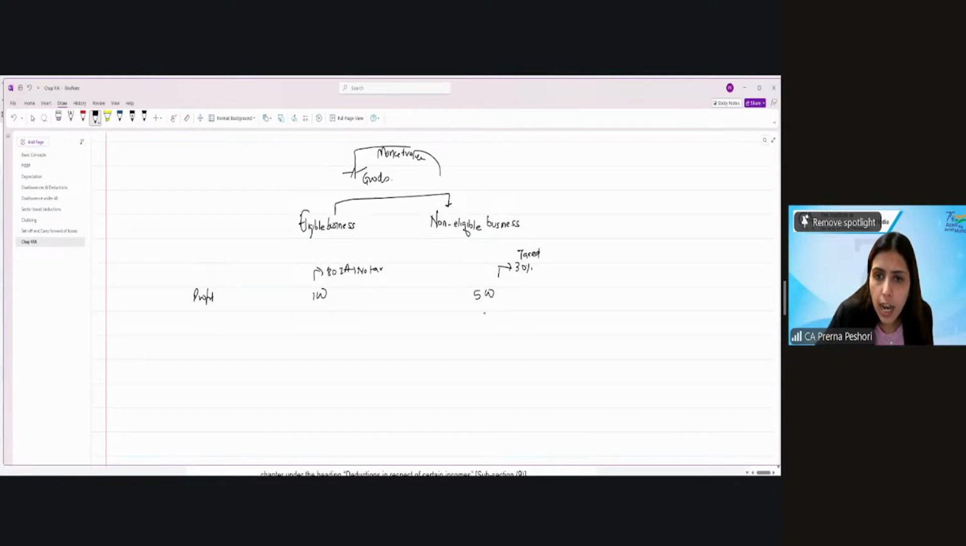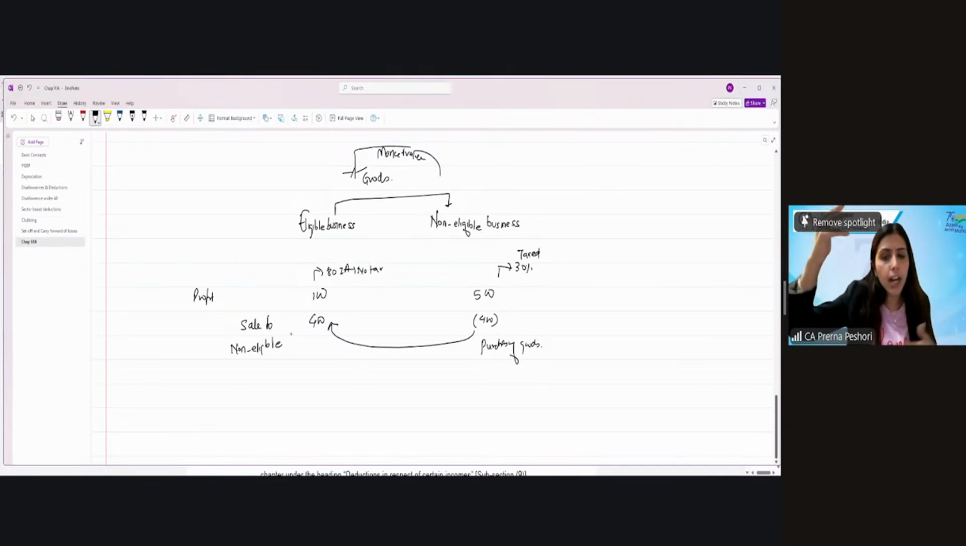So what I will try to do is claim, let's say, a deduction of 400 by purchasing the goods from the eligible business, right? Here I will book a sale of 400, because even if I inflate the profit here, I will be eligible to claim the deduction. And here I will be reducing my profits to 100. So I will try to move my profits from the non-eligible business to an eligible business.